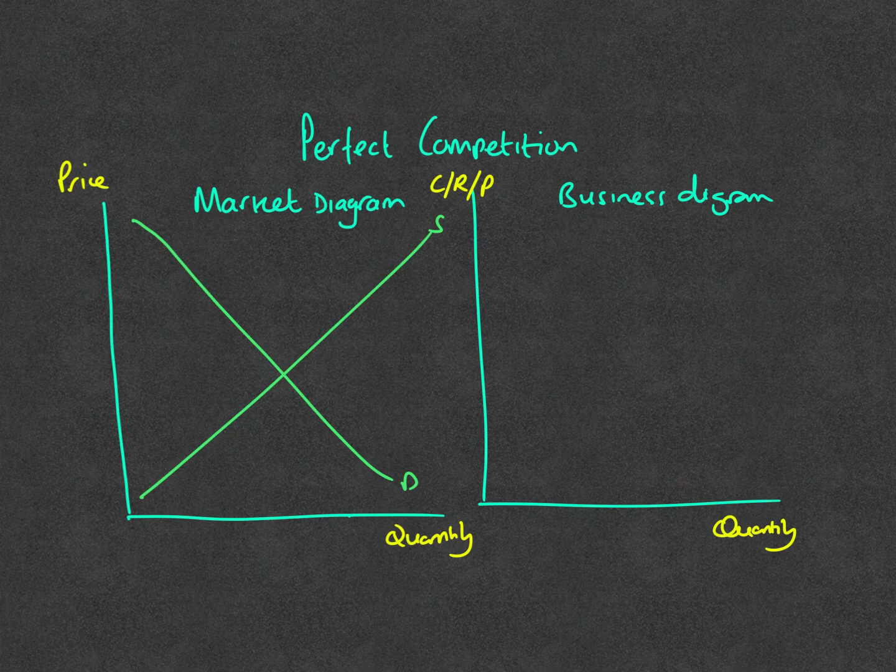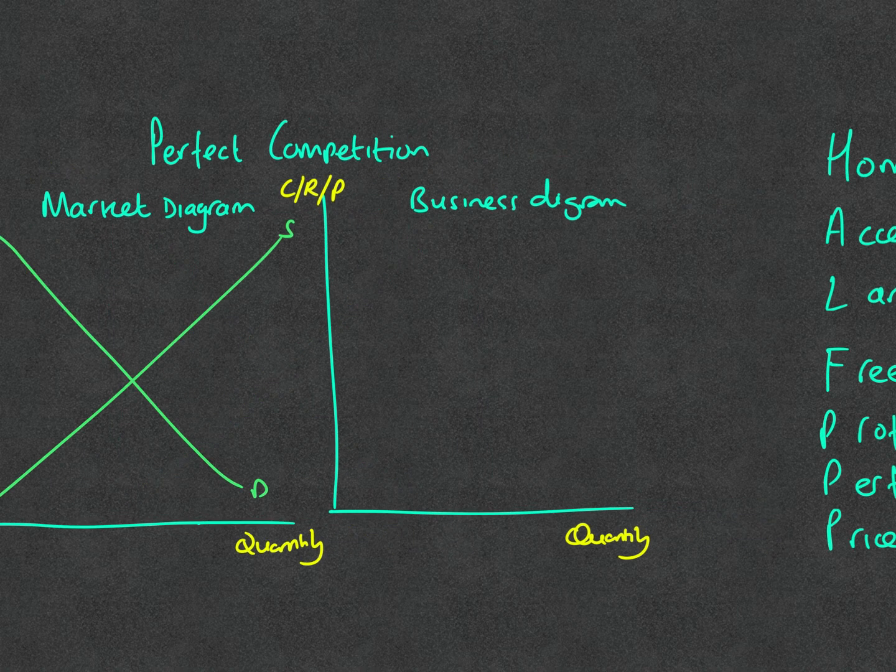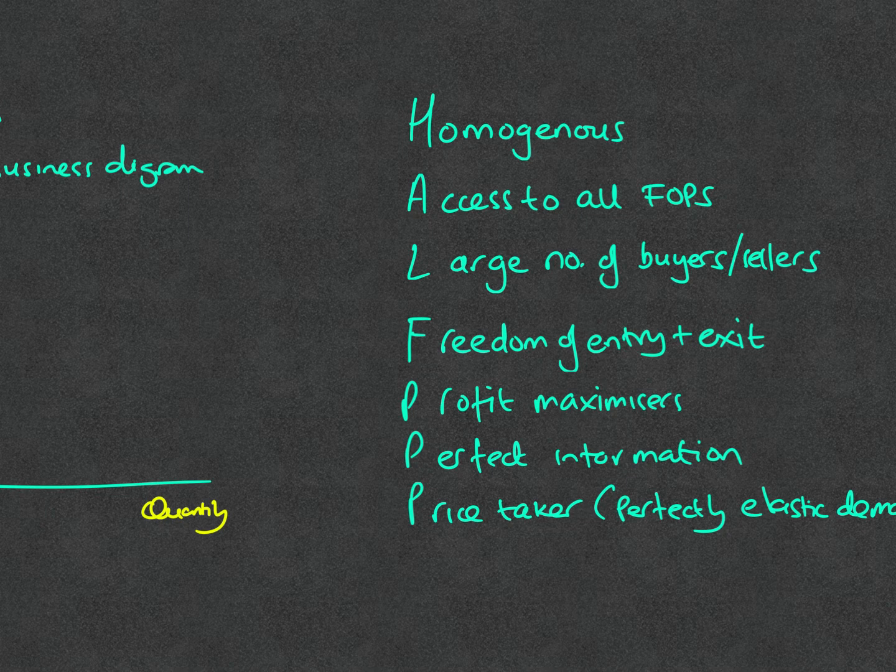Hey everyone, this is just a quick snapshot video on perfect competition, both in the short run and the long run. Now, before we get on to explaining the diagram, we're going to have to look at the characteristics of perfect competition. And most of your econ teachers would have gone through this mnemonic called HALFPPP, which is a really easy one to remember and then recall in exams.